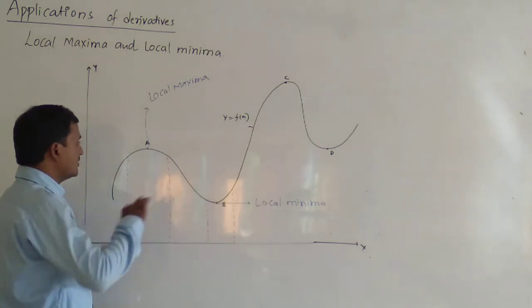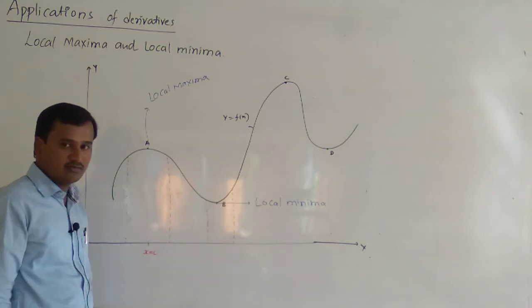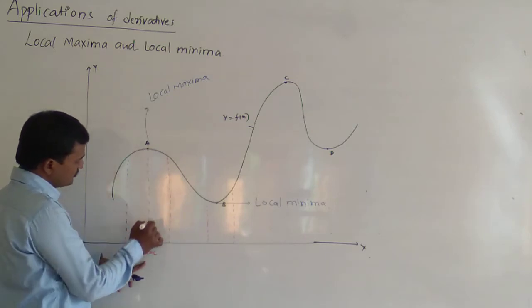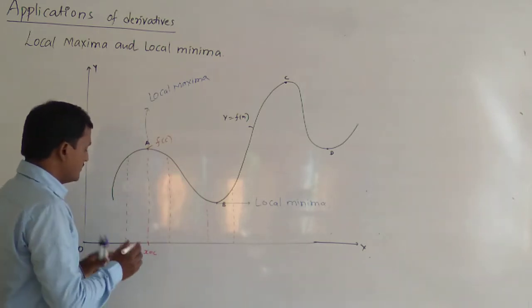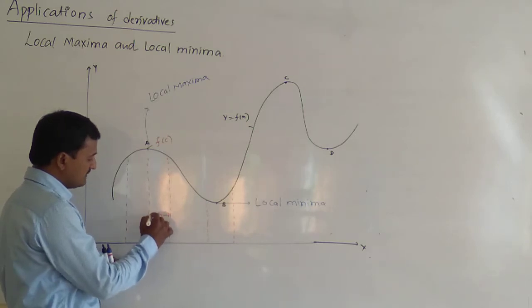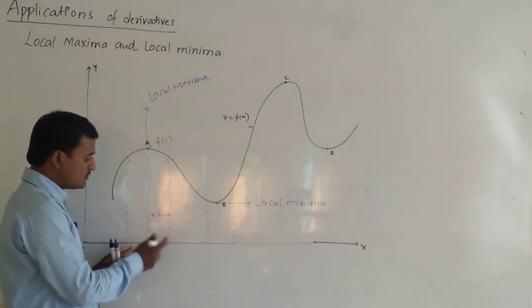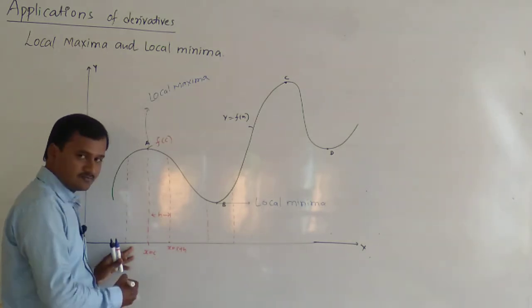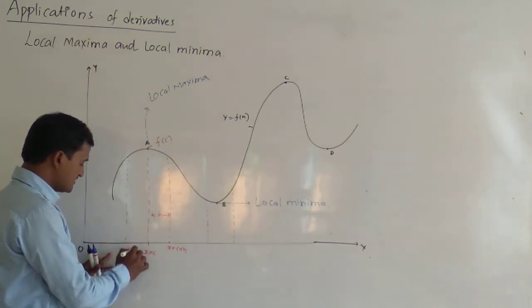Now I want to check. Suppose I take the point x equal to C. If x equal to C, the functional value is f of C, right? Now I will take a small interval, which I represent by h, the neighborhood of this point. In this case, the value of x is C plus h on one side, and C minus h on the other.